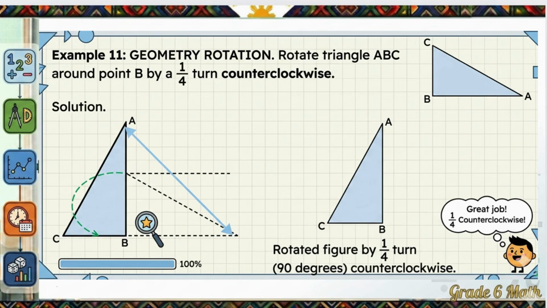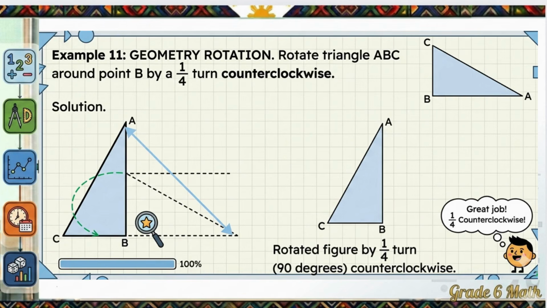Point 2. The 1/4 turn, 90 degrees. A 1/4 turn is a square turn. It makes a perfect L shape from where it started. Imagine the side BA. Right now, it is lying flat on the ground, horizontal. Since we are going counterclockwise, we are going to pull that side up.